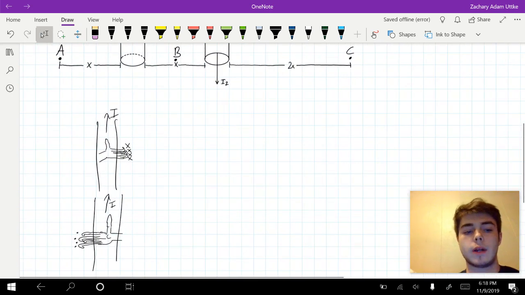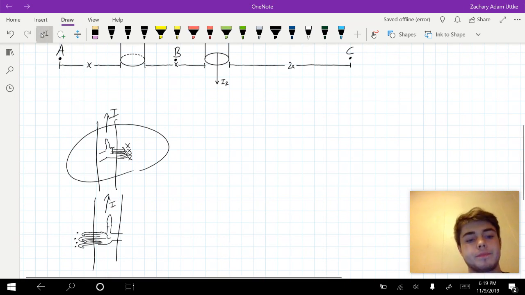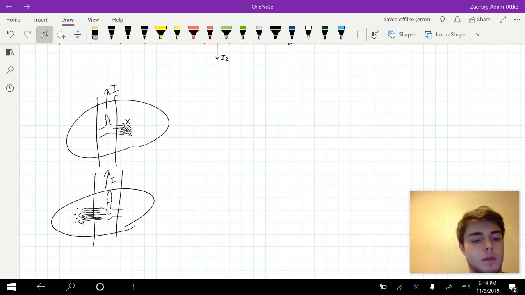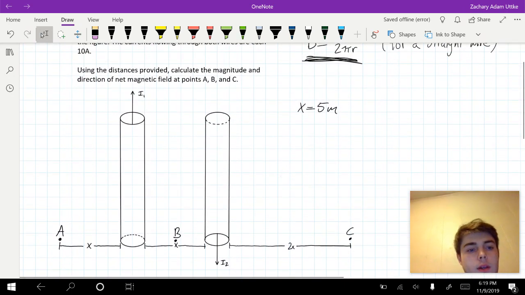if you use your right hand, you can see that in this top part right here, your thumb is in the direction of the current I, and your fingers will curl around in the direction of the magnetic field. So to the right of this wire, the magnetic field is going in, and on the left, the magnetic field is coming out towards you. Okay, so with that in mind, let's start at point A.